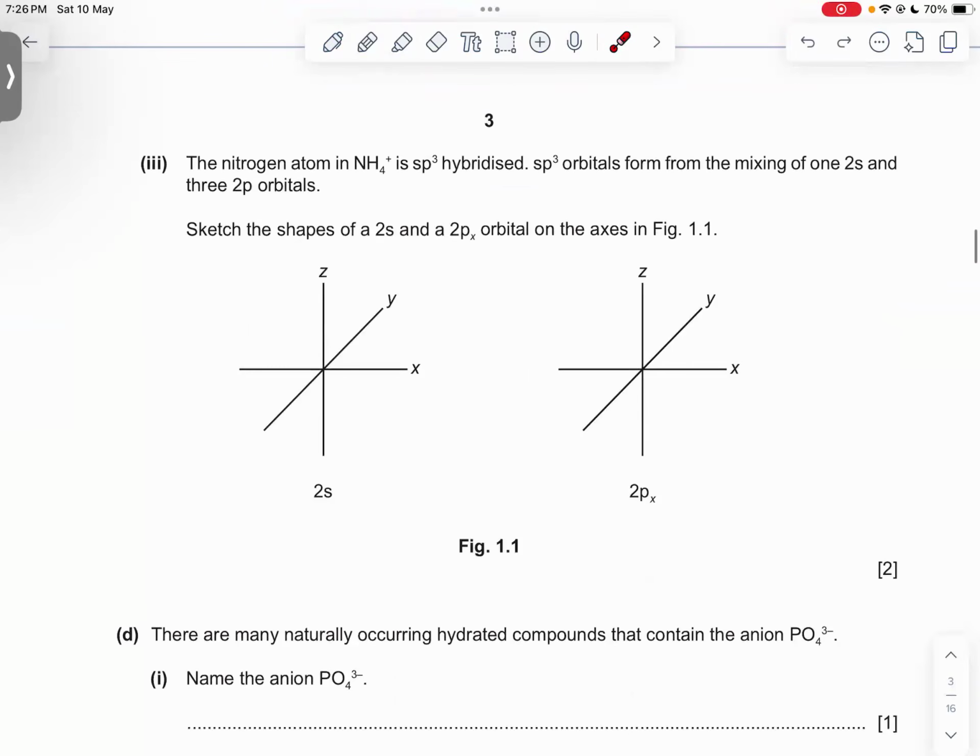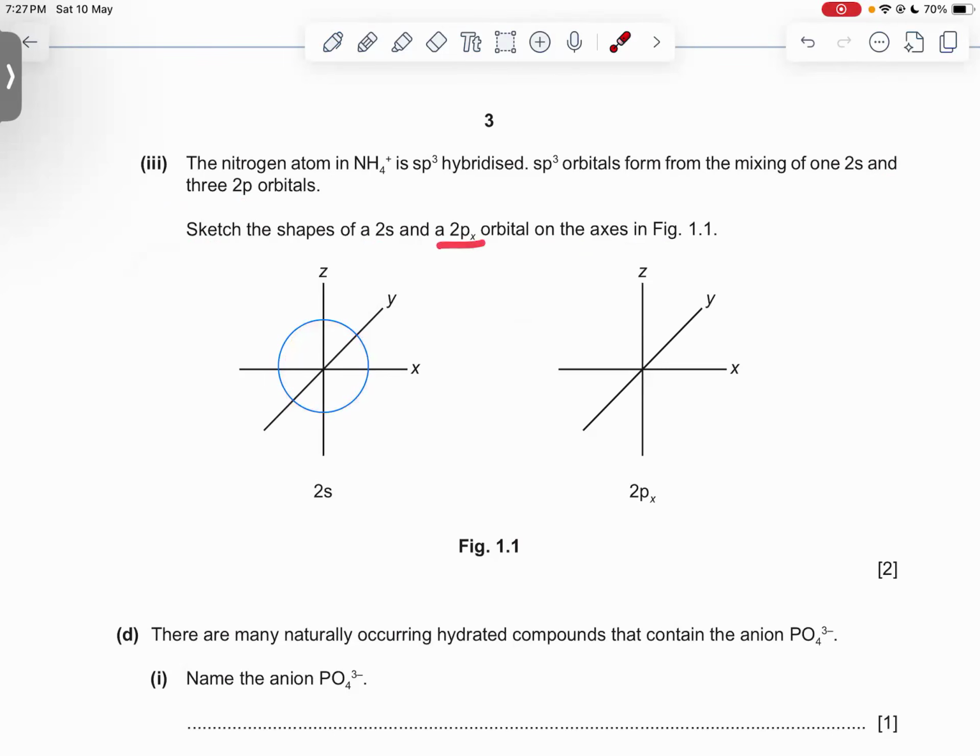All right, next question. The nitrogen atom in NH4 plus is sp3 hybridized. Sp3 orbitals form from the mixing of one 2s and three 2p orbitals. So sketch the shapes of 2s and 2px orbitals on the axis. So s is just this. All right, this is s, right? S doesn't really have any axis, it is on all axes because it is a single sphere.